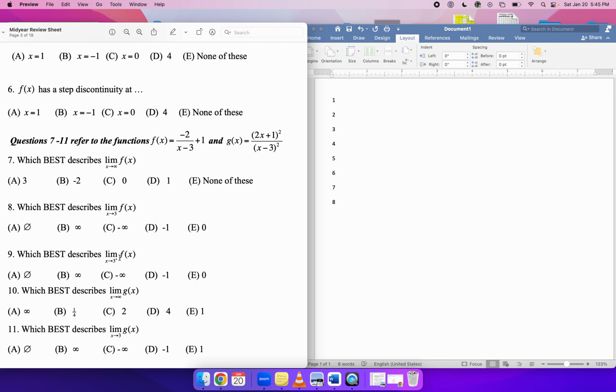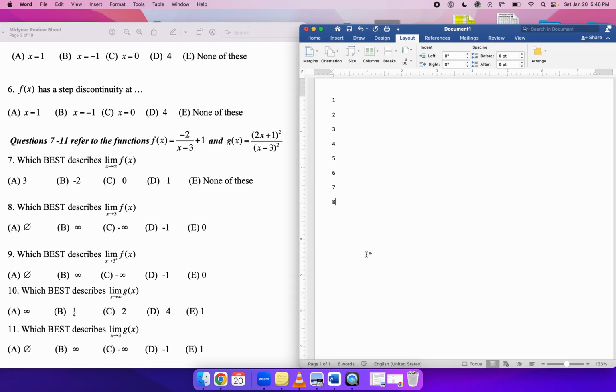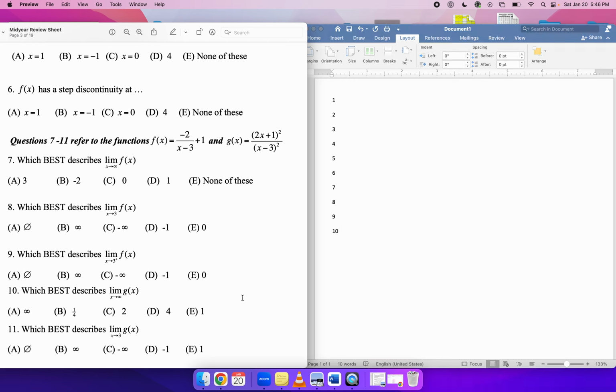Number 9, which best describes the limit as x approaches 3 from the right? Same question, except now we're just considering the right-hand side. The right-hand side, as we already discussed, you plug in 3.01, you get negative over positive, so that's going to negative infinity. That would be C. So that's number 9.